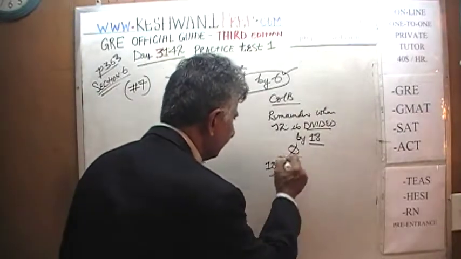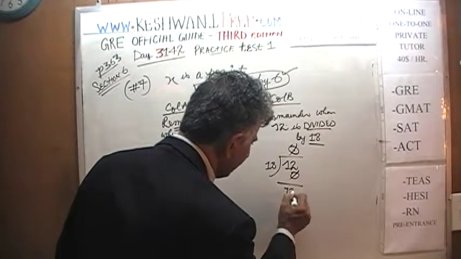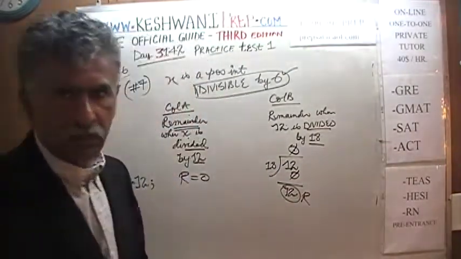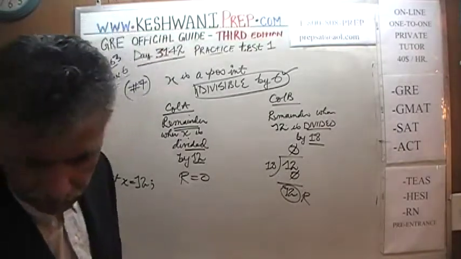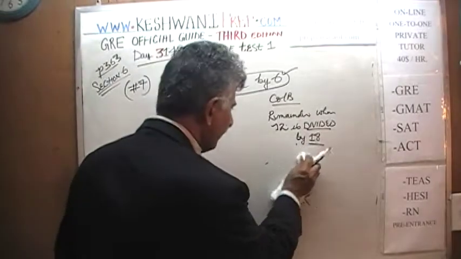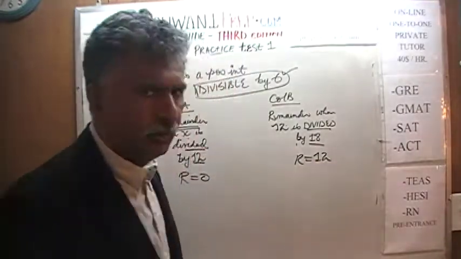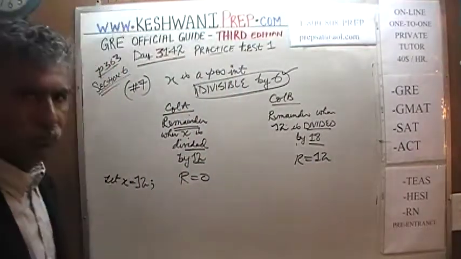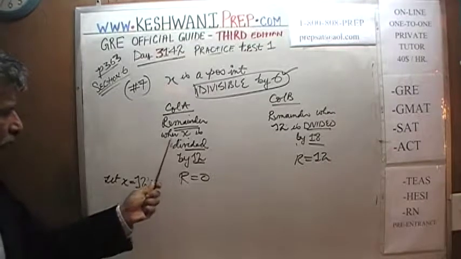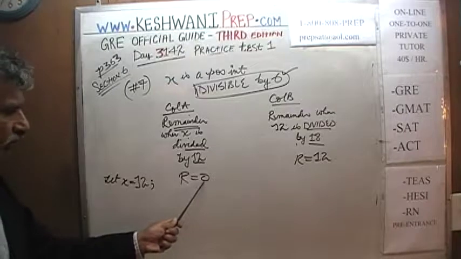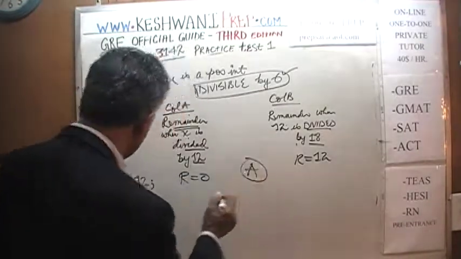It has 0 18s. Therefore, 18 times 0 is 0, and the remainder is going to be 12. When we divide 12 by 18, we have a remainder of 12. It's a tricky one. I know that it was not an ordinary one, but you should understand that if you try to divide 12 by 18, you're going to have a remainder of 12. Before, the remainder was 0. When x is equal to 12, when you divide by 12, the remainder is 0. When you divide it by 18, the remainder is 12. So far, the answer is A. Let's pick something else.